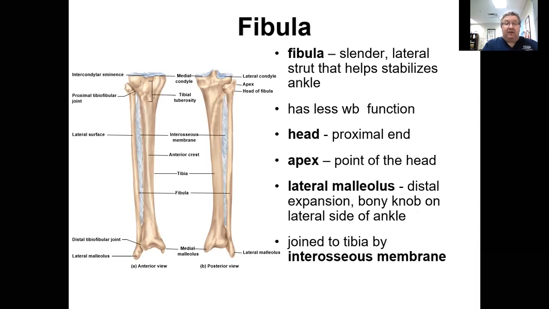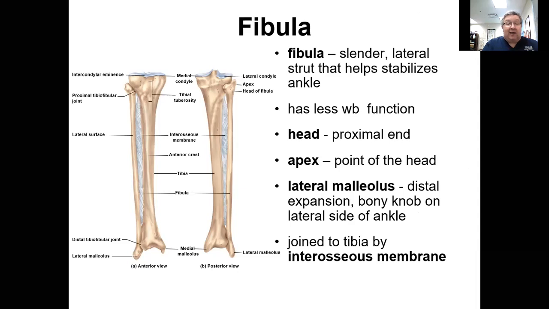The fibula is that small, slender bone. The fibula is the lateral bone. Tibia is medial, fibula is lateral. Basically, it has no weight-bearing function. This bone can break quite easily.